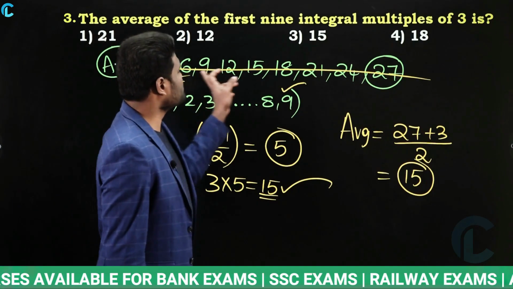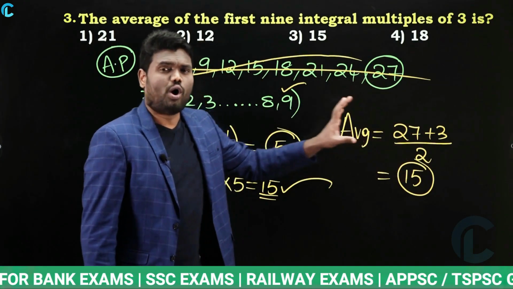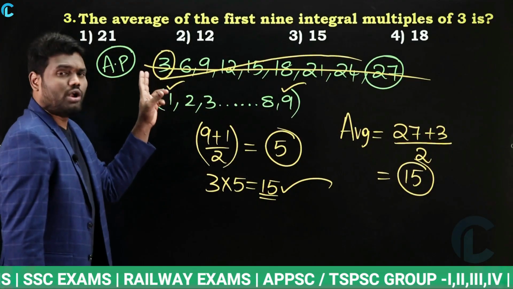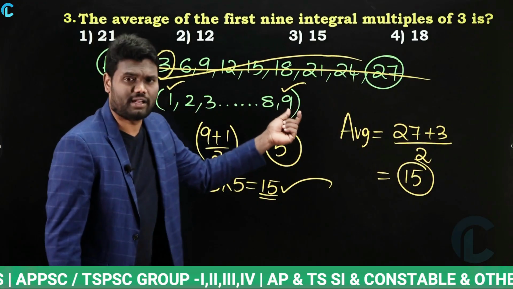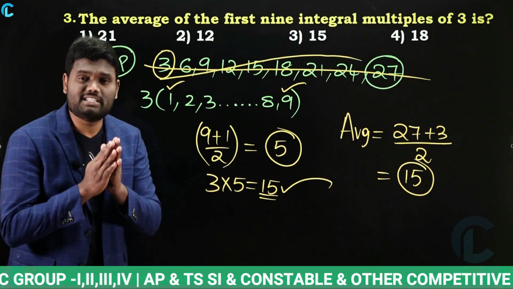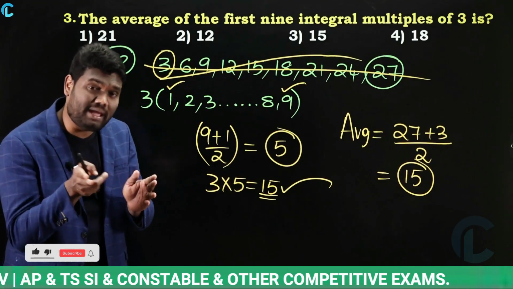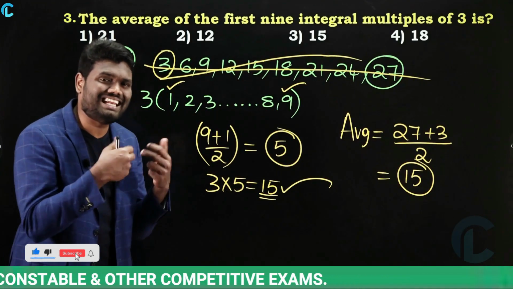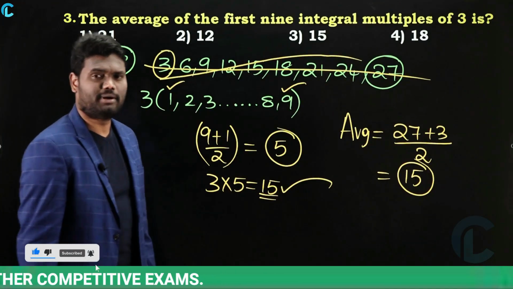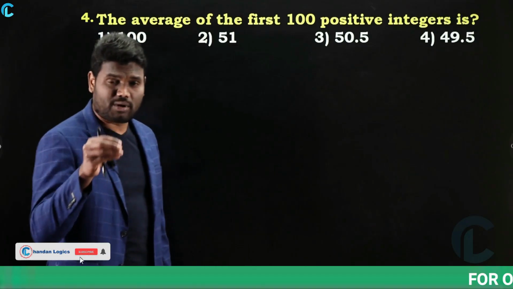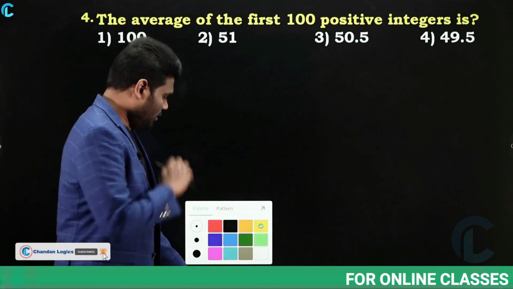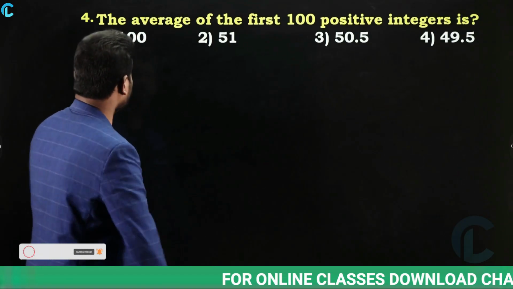So either you can write these multiples and calculate, or else, as you already know these are multiples of 3 for 1 to 9, the average of the numbers 1 to 9 is nothing but 5. As it should be a multiple of 3, just 3 into 5, which is nothing but 15. Okay. And all these questions are nothing but questions that were asked in different examinations. Let us look at the next one.